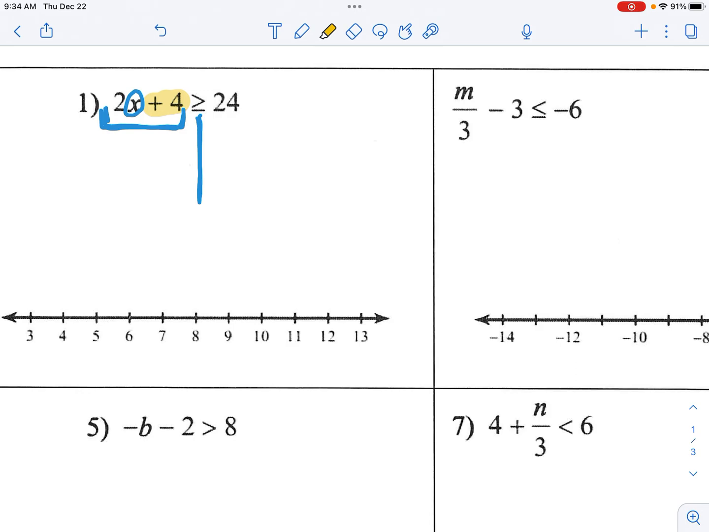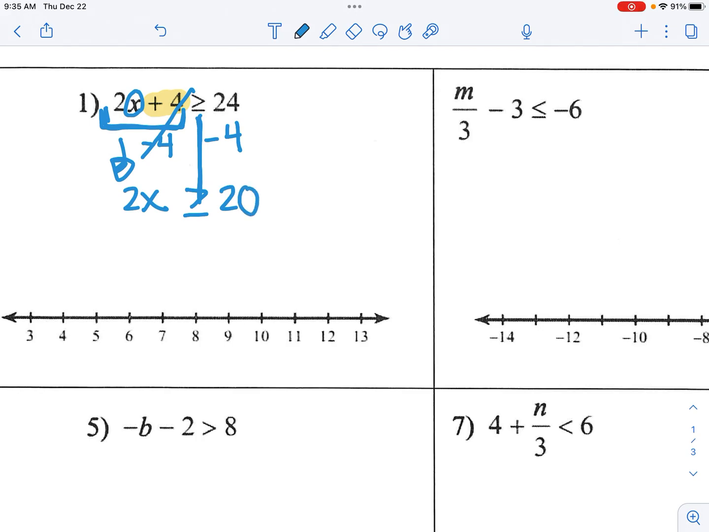To undo a plus 4, I'm going to do the opposite. The opposite of a plus 4 or a positive 4 is a negative or a minus, so I'm going to be subtracting 4 from both sides. This side cancels out because 4 minus 4 is 0, so I'm just left with 2x. I keep my inequality sign that says greater than or equal to. On the right-hand side, 24 minus 4 is 20.